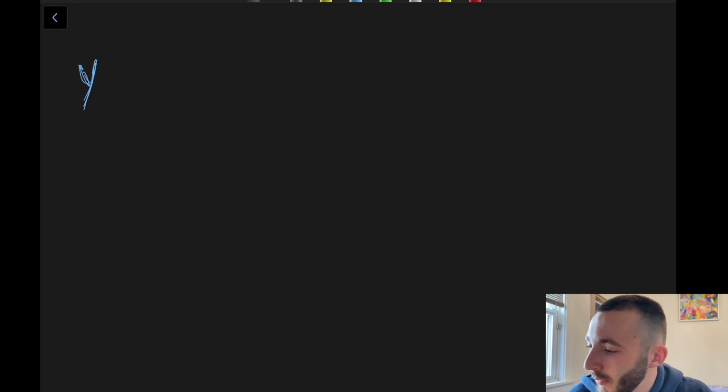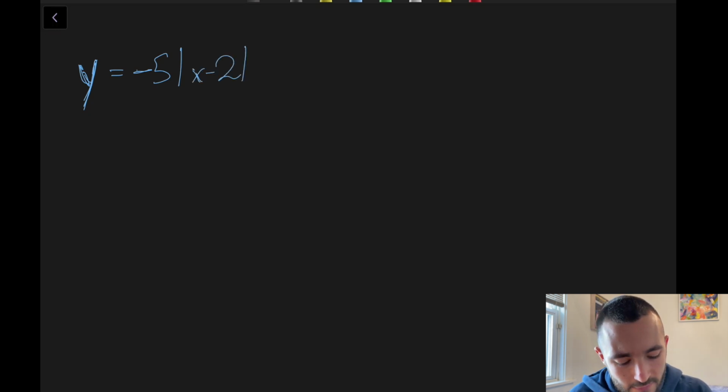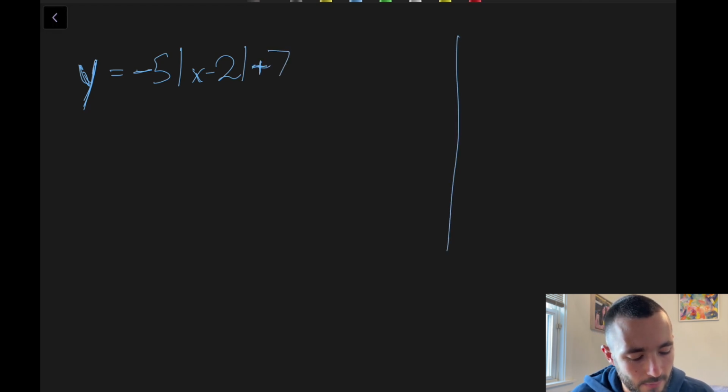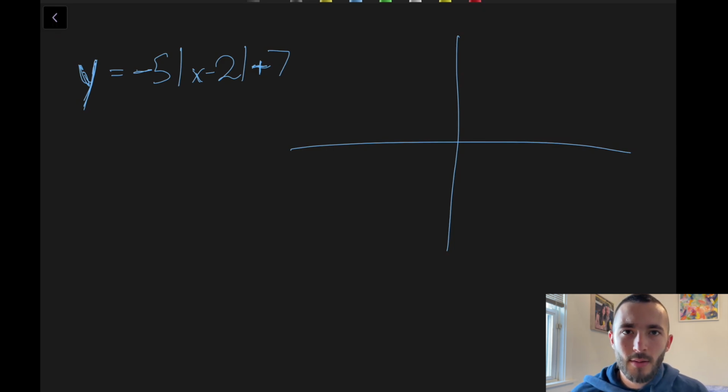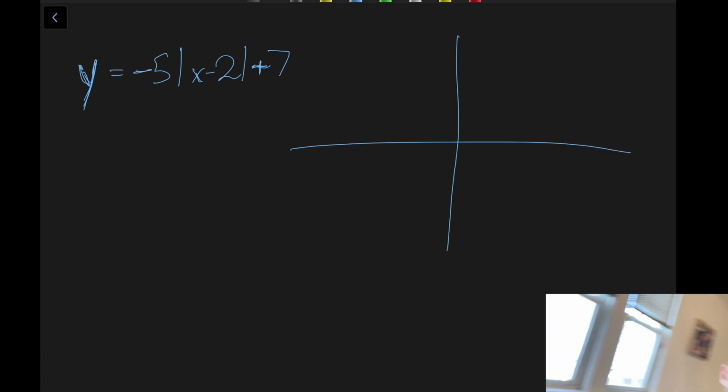I promise. Okay, we have y equals negative 5 times the absolute value of x minus 2 plus 7. Let's kind of look at this from right to left. So again, to reiterate this point, any type of absolute value function is going to be a v-shape. The question is just going to be, where is that center point? Where is that vertex? And the other question is going to be, what is the slope?